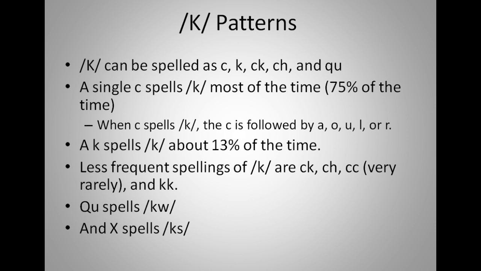A K spells the K sound about 13% of the time, and less frequently, K is spelled by CK, CH, CC, which is very rare, or KK. QU spells the K sound, and X spells, of course, the K sound. So, these are the different ways.